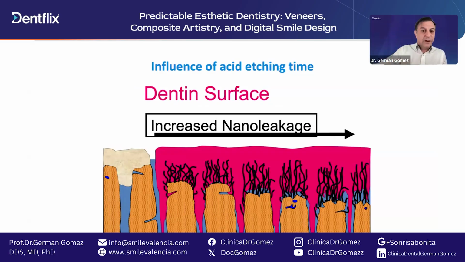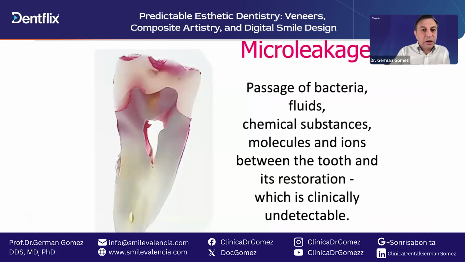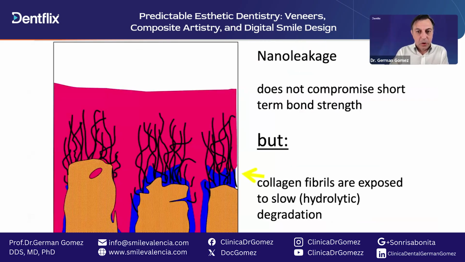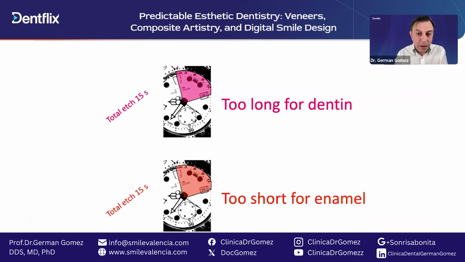That means that fillings after a few years just fall off without decay around it or something like that. They just fall off. They don't have the adhesion anymore. They lost it because of the nano leakage. Okay, good. So nano leakage can lead to micro leakage also, and that is bad. Good. So 15 seconds total etch. It's not enough for enamel, and it's too long for dentin.